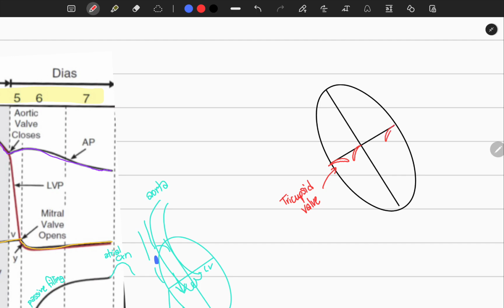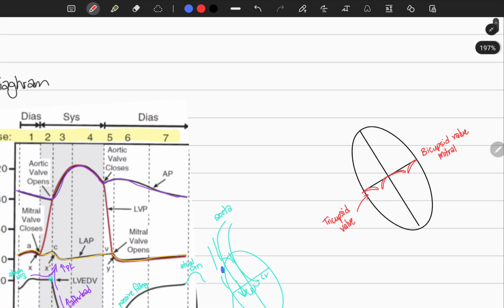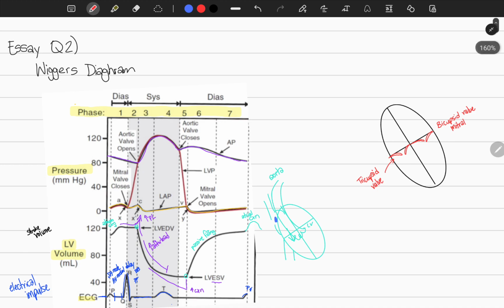Separating the left atrium from the left ventricle, we have the bicuspid valve. This is also called the mitral valve. It goes by two names. Either one is correct. And then lastly, from the left ventricle out to the aorta, we have the aortic valve or semilunar valve. So that's a quick refresher on that, as we're talking about more valves related here, as you can see.